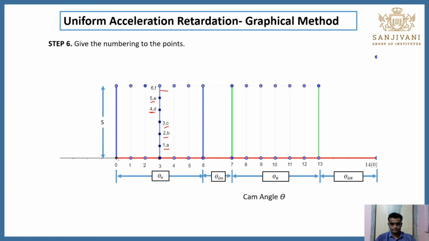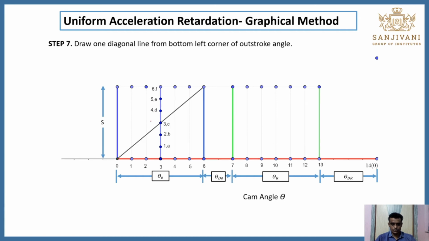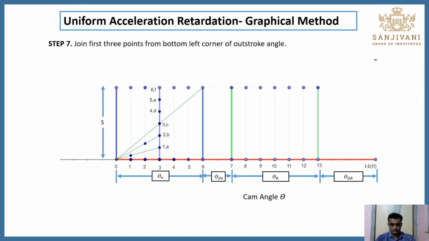Now you have to join from 0 to 1. First of all, you have to draw the diagonal line. Next, join 0 to 1, then 0 to 2 and 0 to 3. When the 0 to 1 line intersects that vertical line at one point, that point is A. This inclined line intersects vertical line 3 at point B. Again, this line intersects line number 3 at point C.